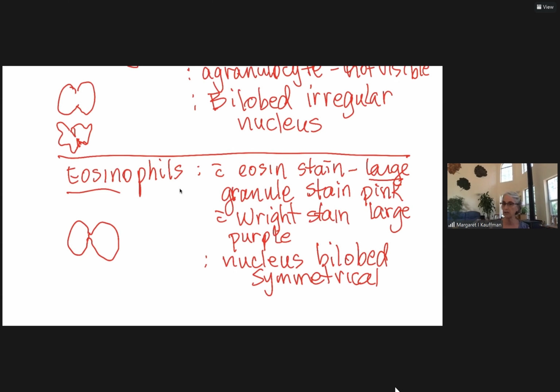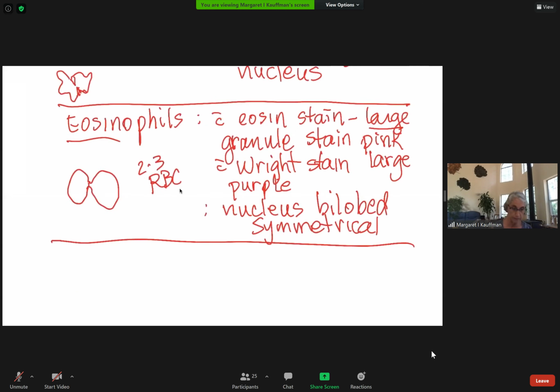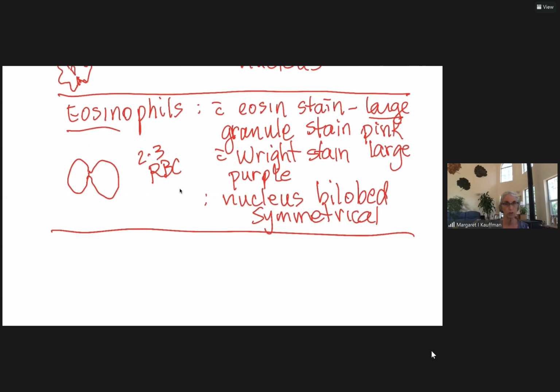What about size? These are fairly large. So they're not as big as a monocyte. So let's say they're 2 to 3 red blood cells in size, again, depending on the swelling of the cells, abnormal swelling.